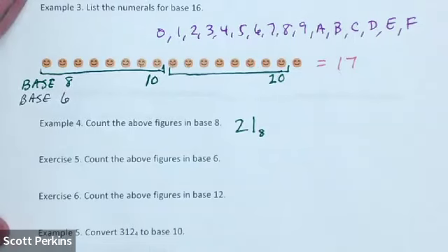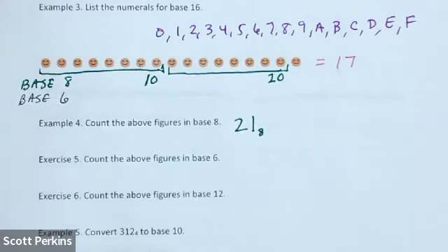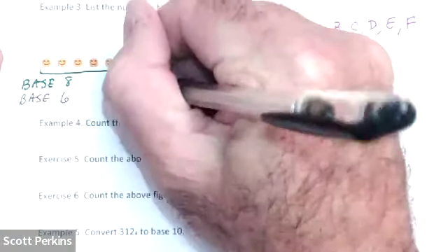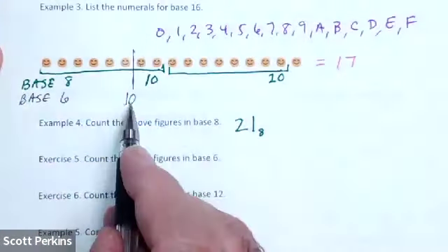Okay, so let's count. Remember, base six. Now we're counting in groups of six. Not like the decimal system, where we count groups of 10, right? Every group of 10, we move a number over. It's just like when you carry over when you're adding numbers up. Now we're going in groups of six. So I've got 1, 2, 3, 4, 5, 6. Here's my first group of six right here. One group of six, zero left over.